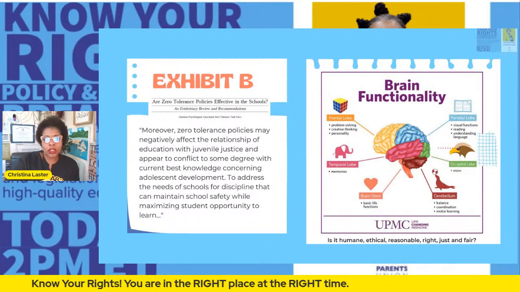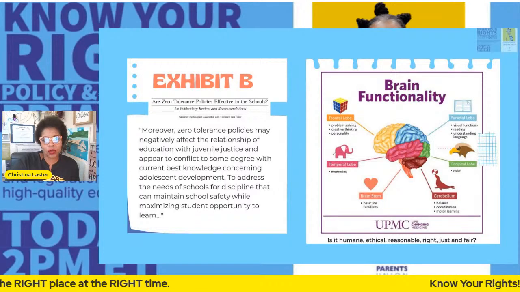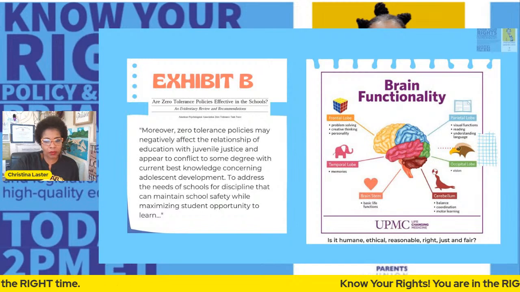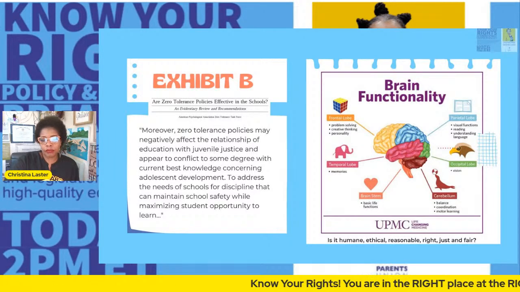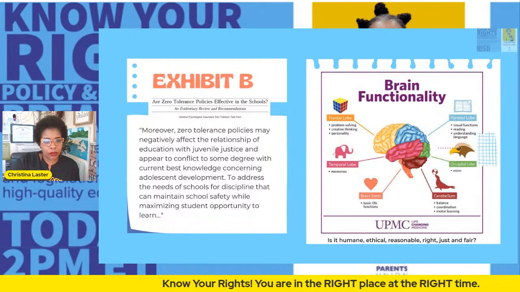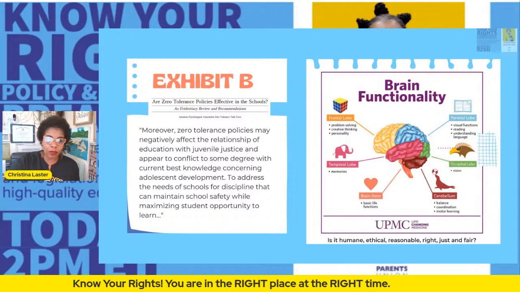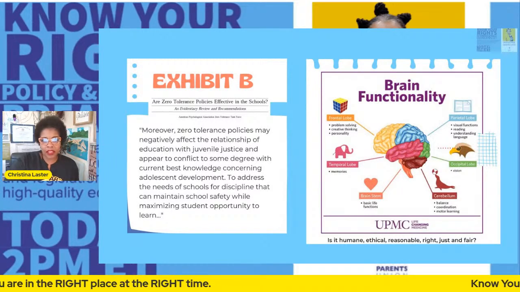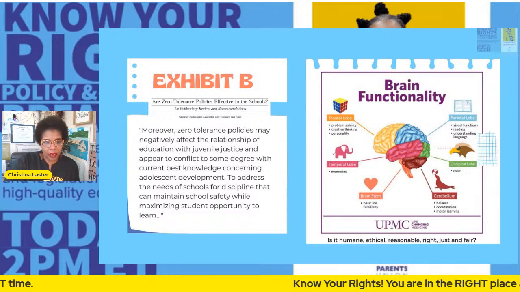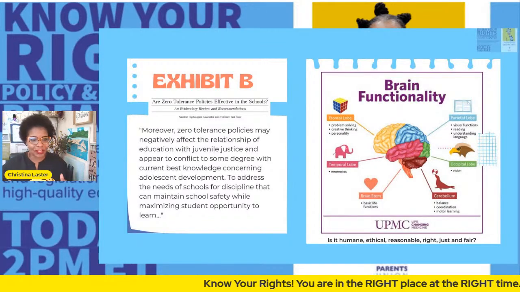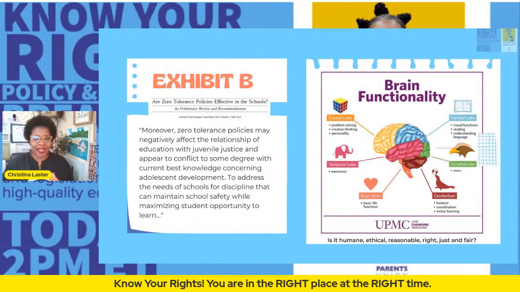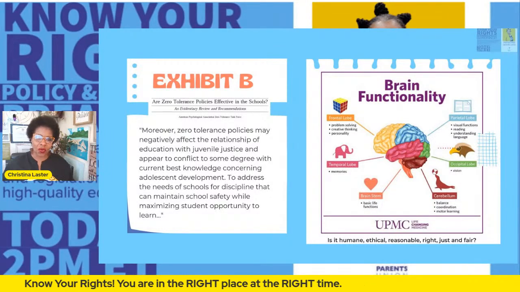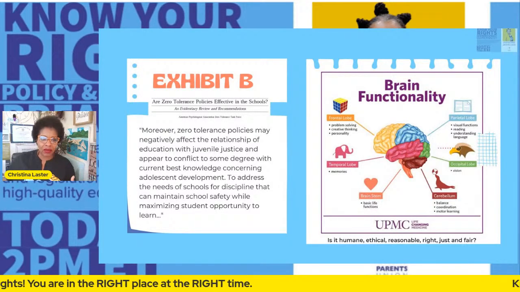So I want to stop right here for a second to talk about humane, ethical, and reasonable, right? So we know that young brains are still developing, right? I'm not a brain scientist, but the data is out there from brain scientists. However, what I do know from my experience of children is that they're still learning and growing, and their mind is stretching and trying to understand and also internalize everything within their environments.